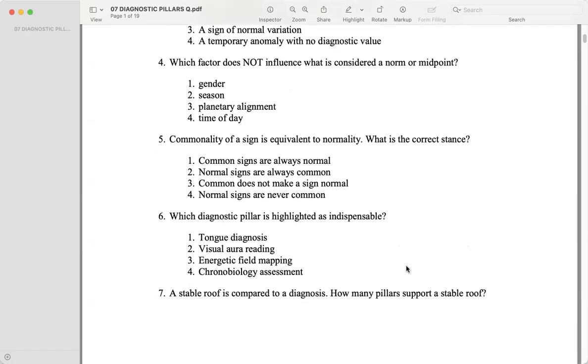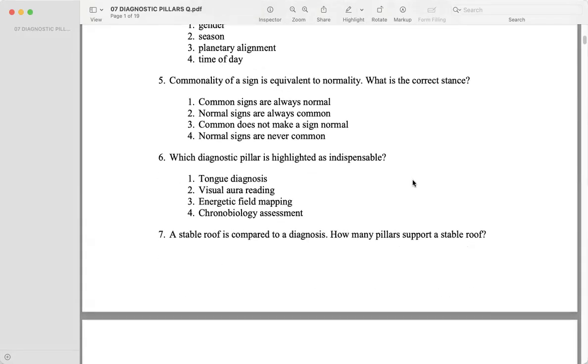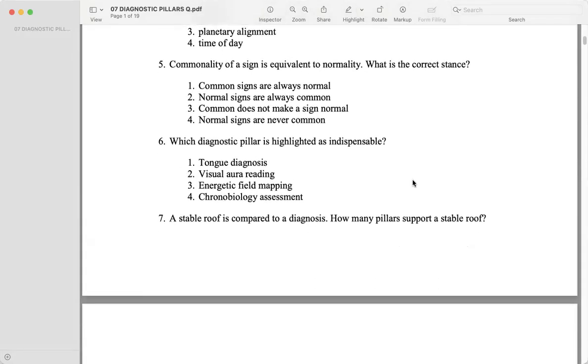Number four, which factor does not influence what is considered a norm or midpoint? Planetary alignment. Commonality of the sign is equivalent to normality. It's the correct stance. Number three, not common make a sign normal. Yeah, common does not make a sign normal.